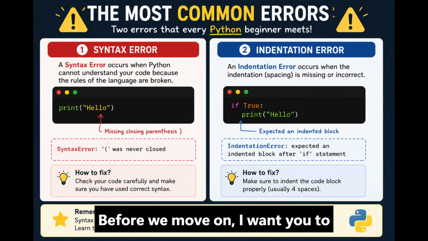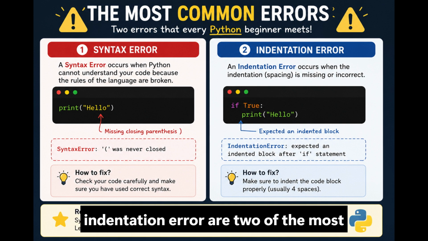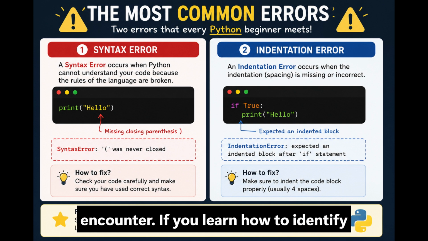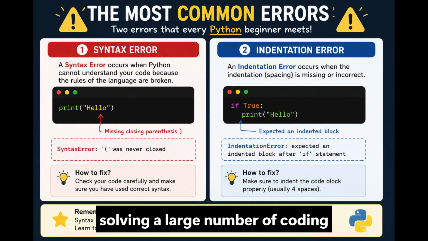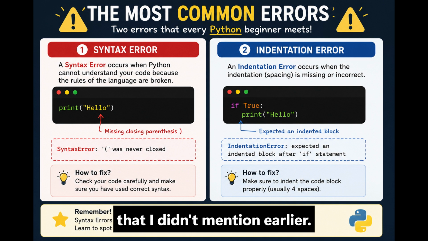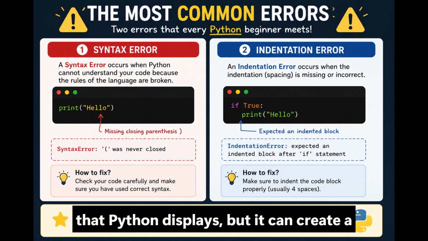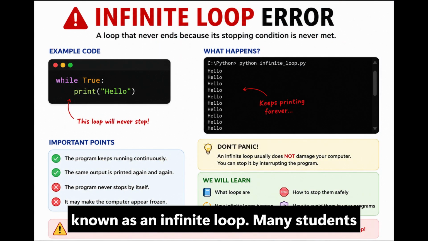Before we move on, I want you to remember something. The syntax error and indentation error are two of the most common errors that Python beginners encounter. If you learn how to identify and fix these errors, you'll already be solving a large number of coding mistakes. However, there is another error that I didn't mention earlier. Technically, it's not an error message that Python displays, but it can create a very big problem for beginners. This is known as an infinite loop.